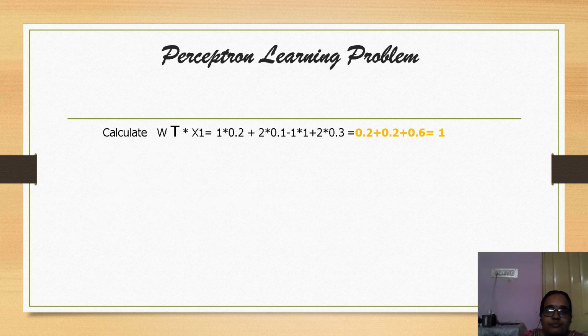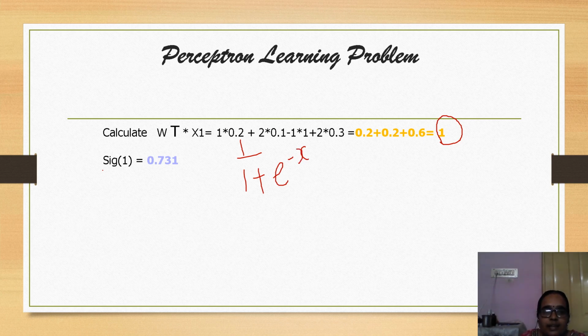See, for calculating this one, we are getting the answer as 1. So now it is called weighted sum. After this weighted sum, we have to apply the activation function. So in this case, I applied the sigmoidal function. So what is the sigmoidal function? We know the formula: 1 divided by 1 plus e to the power minus x. There are so many activation functions available, I'll explain. So this is a simple activation function, the sigmoidal activation function.